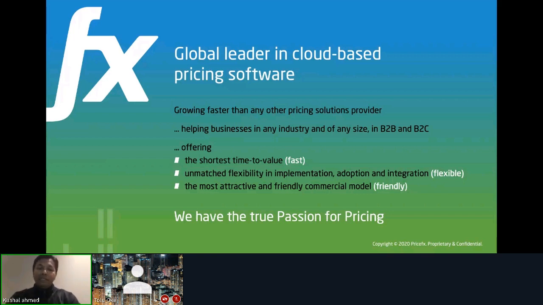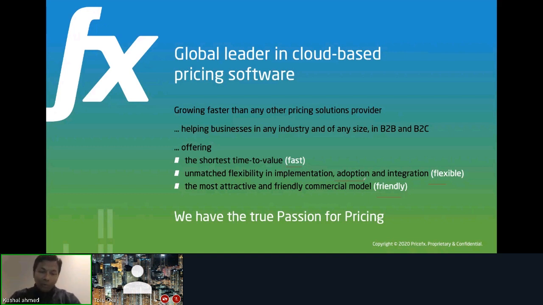We value three key words, as you have already noticed: fast, flexible, and friendly. Our solution is going to give you shortest time to value. Our implementation is very flexible and it's going to help you to adapt to your future needs. And if you do need any integration with your existing systems, ERP or CRM or e-commerce or similar, it's going to be integrated smoothly. And the commercial model is very friendly. Basically, there is no lock-in contract, monthly subscription, unlimited users, and module-based license.